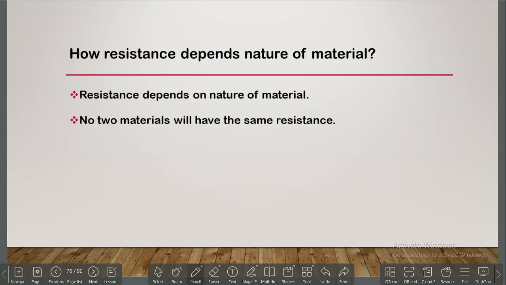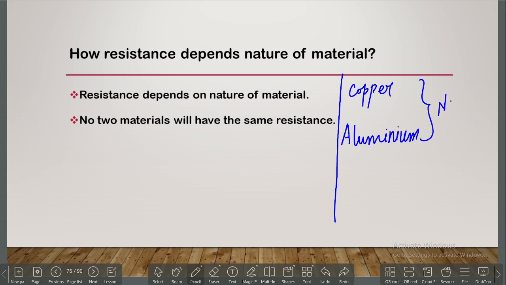So the next factor depends upon the nature. And how it depends means no two materials will have the same resistance. For example, let's take two different conducting materials: one is copper and another one is aluminum. Will these two conducting materials have the same resistance? No. The resistance will vary from one conducting material to another.